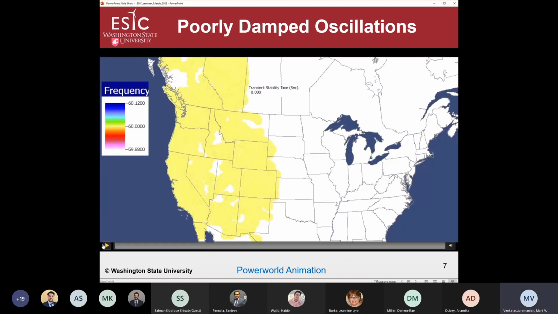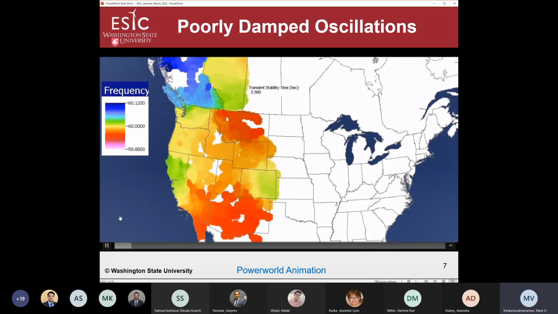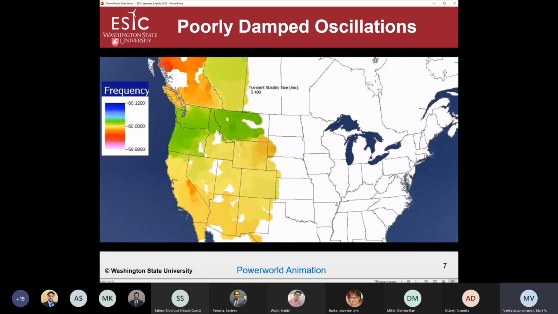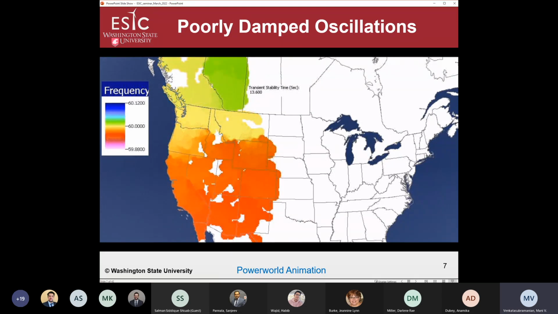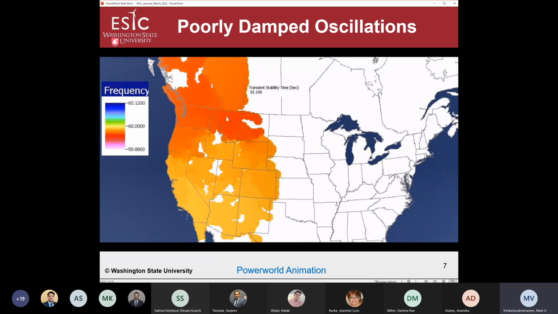Conversely, let's look at a case when we say the system is poorly damped. Here again, it's the same disturbance, but the system conditions are different. Now you can see that we are at 6-7 seconds, and still the energy is swinging back and forth from north to south and south to north. For a few seconds, the north has higher frequency, and then after a few seconds, it's the south which has higher frequency, and vice versa. This is what we mean by a periodic oscillation. In this case, the oscillation is at about 0.2 Hertz, or each oscillation period is about 5 seconds.